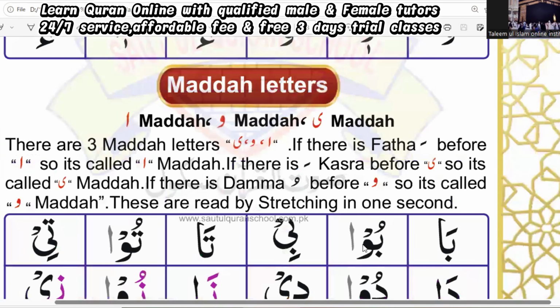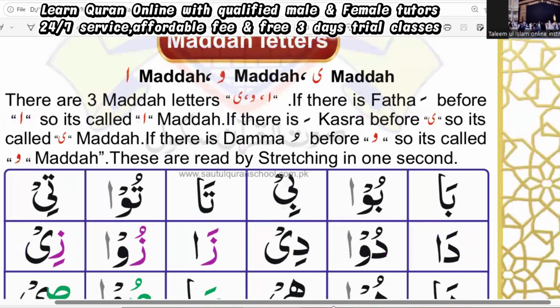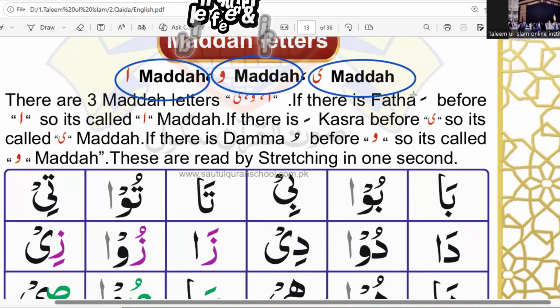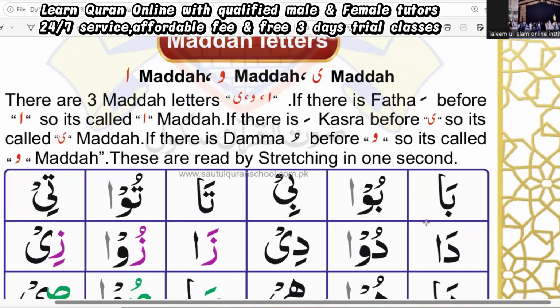These are called Maddah letters. Maddah letters are also three: Alif Madda, Waw Madda, Ya Madda. Some people call them Alif Madd, Waw Madd, Ya Madd, whatever you can say, but the basic purpose is to understand them. This is a bit tricky, but if you try to understand, it is very easy.